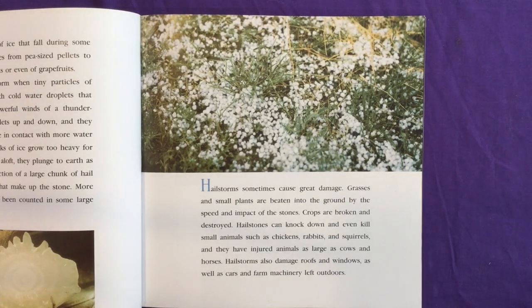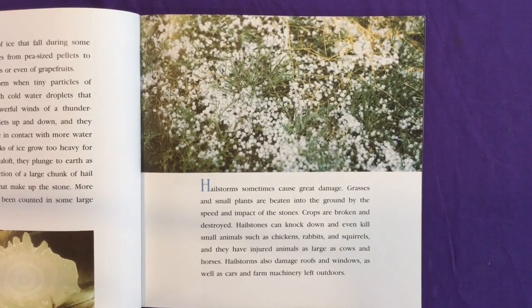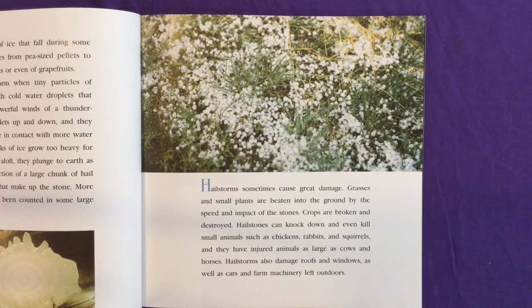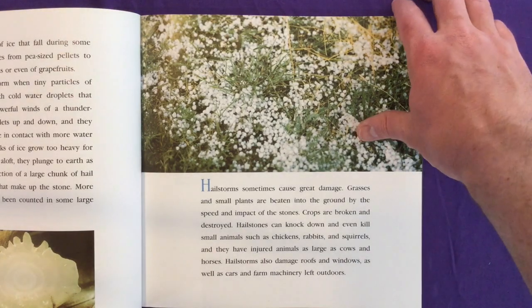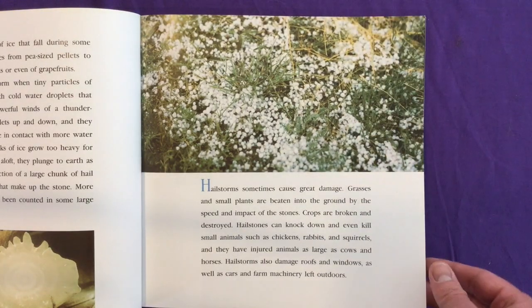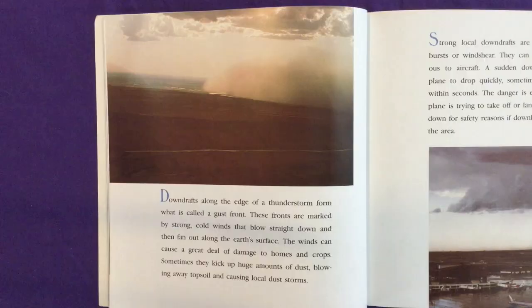Grasses and small plants are beaten into the ground by the speed and impact of the stones. Crops are broken and destroyed. Hailstones can knock down and even kill small animals such as chickens, rabbits, and squirrels. And they have injured animals as large as cows and horses. Hailstorms also damage roofs and windows, as well as cars and farm machinery left outdoors.